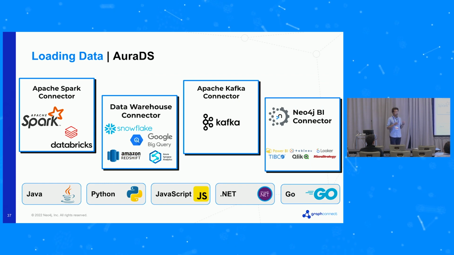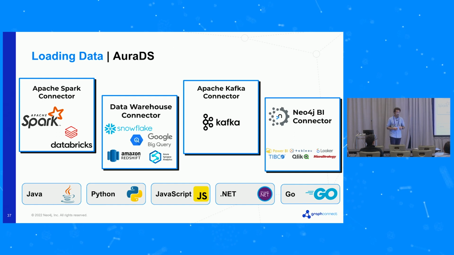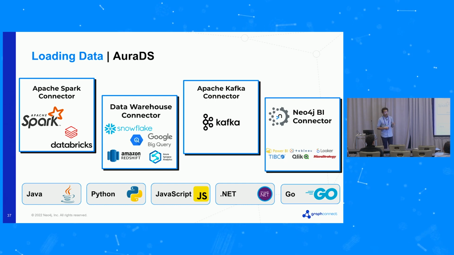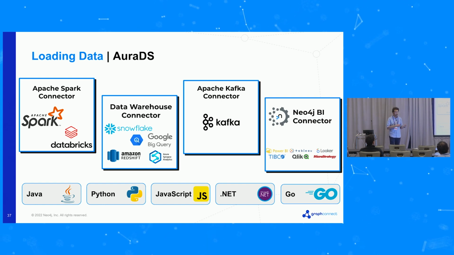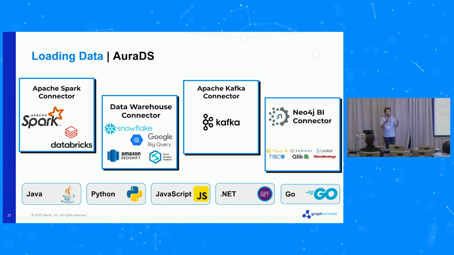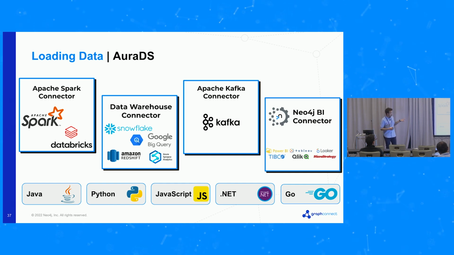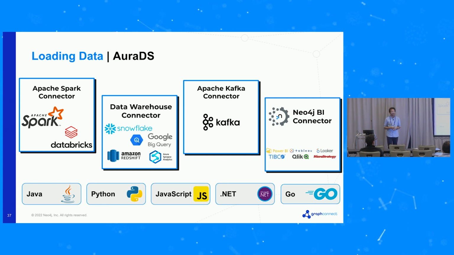Loading data into AuraDS, there's many options. You can use the Neo4j Spark connector, and that allows you to integrate maybe with your Databricks environment or your Google Dataproc environment. You can use the data warehouse connector to get things from Snowflake, BigQuery, Redshift, Synapse. Or if you've got an existing Kafka connection, you can use Kafka to move data around your estate and get that into AuraDS. We've also got the Neo4j BI connector, which allows you to inspect what's going on within your AuraDS instance and maybe present it in something like Tableau or Looker itself. And of course, we've got a suite of drivers that you can use, things like Python, Java, JavaScript if you want, and Go as well.